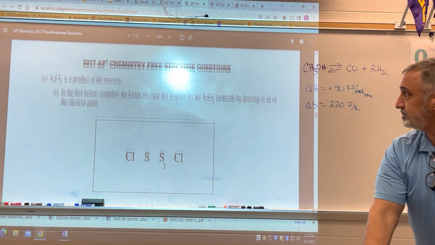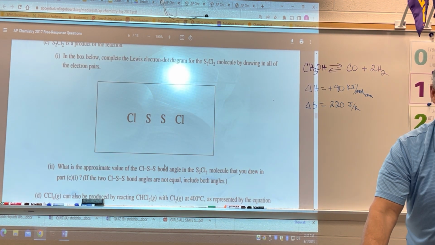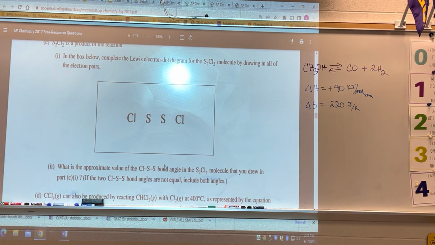All right, here's another Lewis dot structure. I want you to do this one. These should be easy money. This should be automatic. You say, yes, thank you, Lord. It's a good review, right?